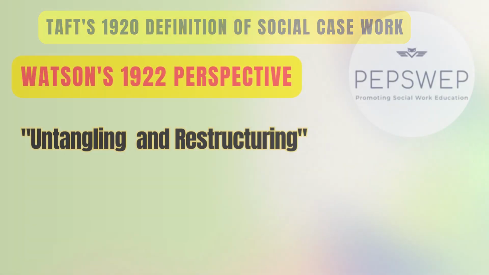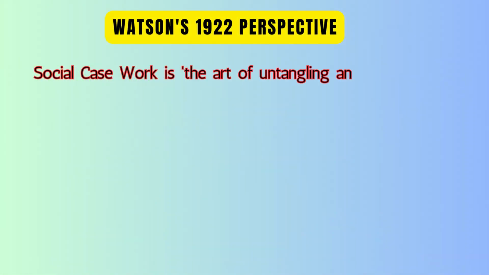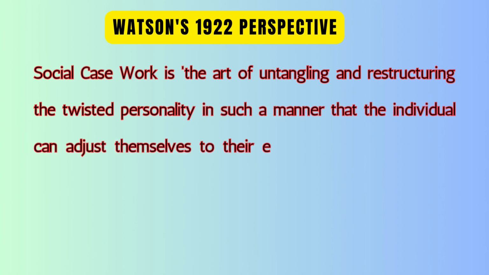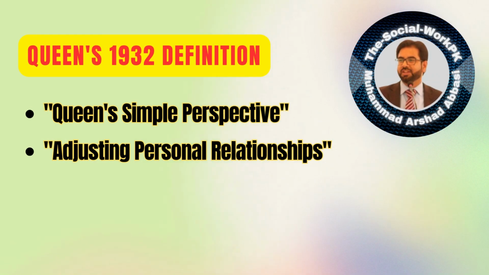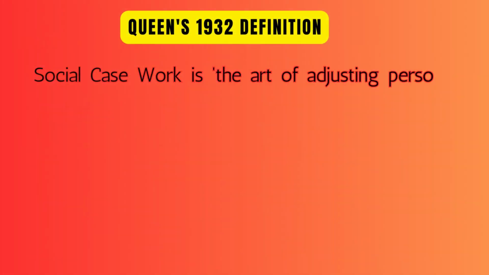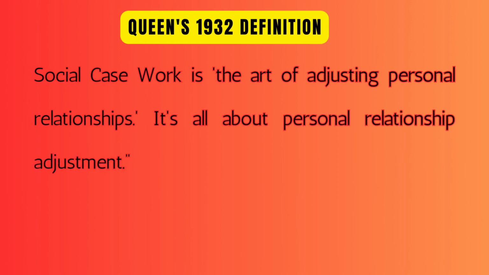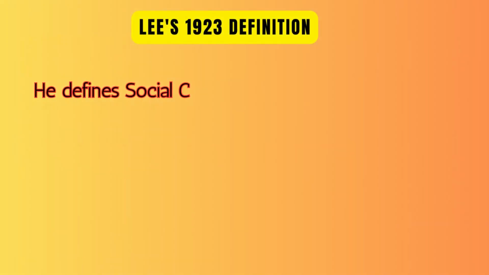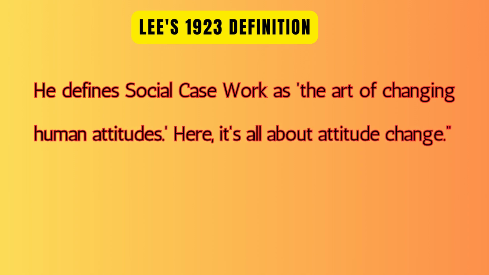Now, Watson in 1922 offers a unique perspective. He says social case work is the art of untangling and restructuring the twisted personality in such a manner that the individual can adjust themselves to their environment. We're talking personality restructuring. Queen, in 1932, keeps it simple. For her, social case work is the art of adjusting personal relationships. It's all about personal relationship adjustment. Lee's 1923 definition brings a fresh angle. He defines social case work as the art of changing human attitudes. Here, it's all about attitude change.